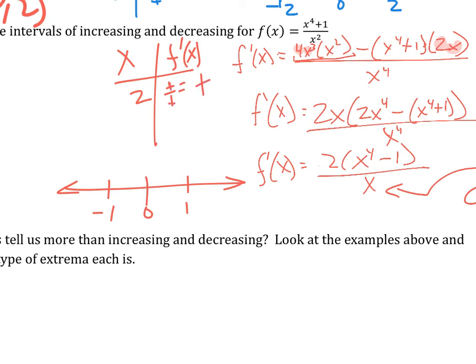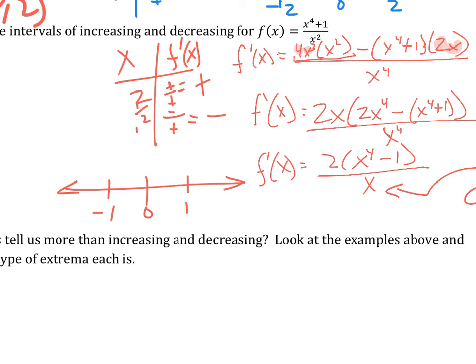Then let's plug in maybe a half. A half is a number in between here. So plug in a half, it's positive on the bottom. A half to the fourth power is going to be 1 over 16. Minus 1 is going to be a negative. So we're going to have negative on top and positive on bottom, and that's going to be negative.